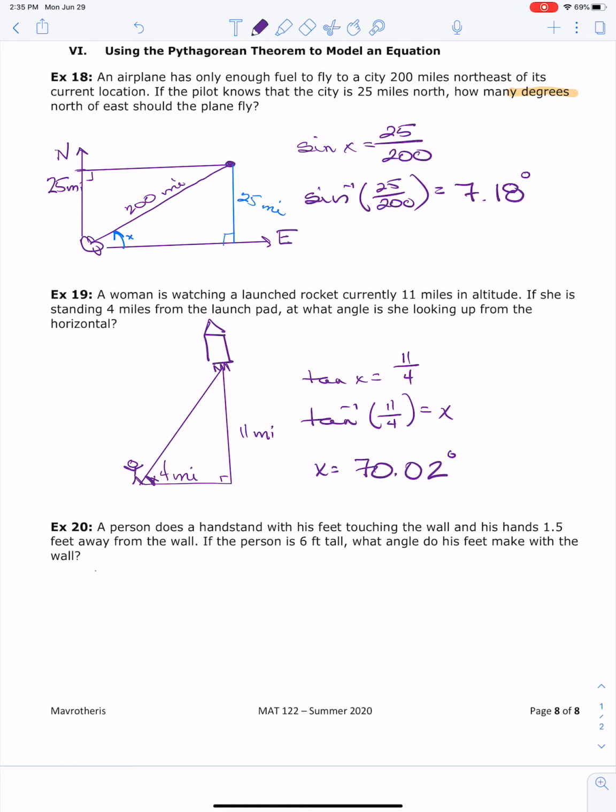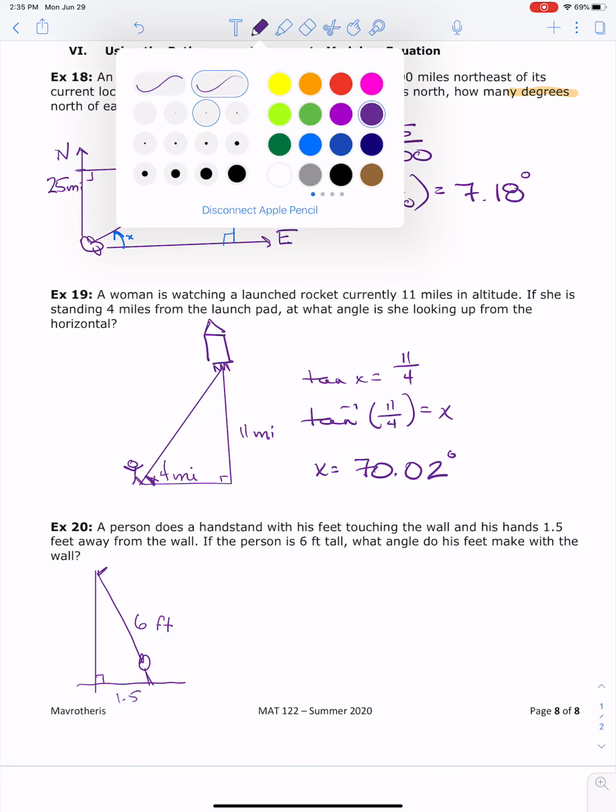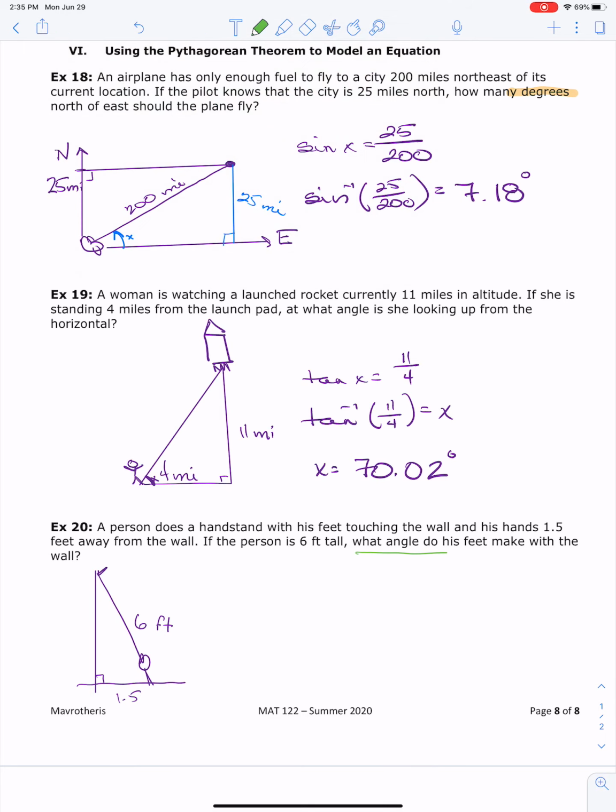So example 20, a person does a handstand. And I will tell you, as a former gymnast, this one bothered me just a little. But we're okay. So here's our handstand. Here's his head, here's his arms, here's his feet. He's 6 feet tall. We're going to assume that's with arms outstretched. His hands are 1.5 feet away from the wall. And let's figure out what it is we're looking for. We want what angle his feet make with the wall. That's this angle right here. So that is the angle that we are looking for.